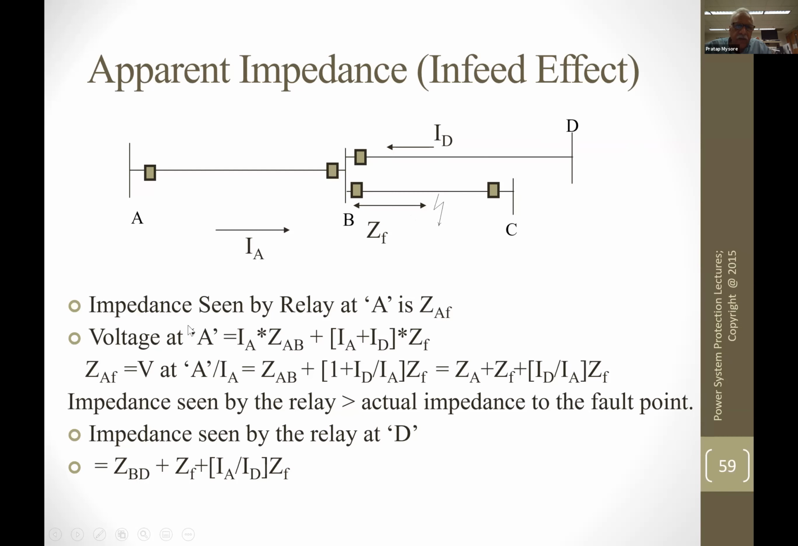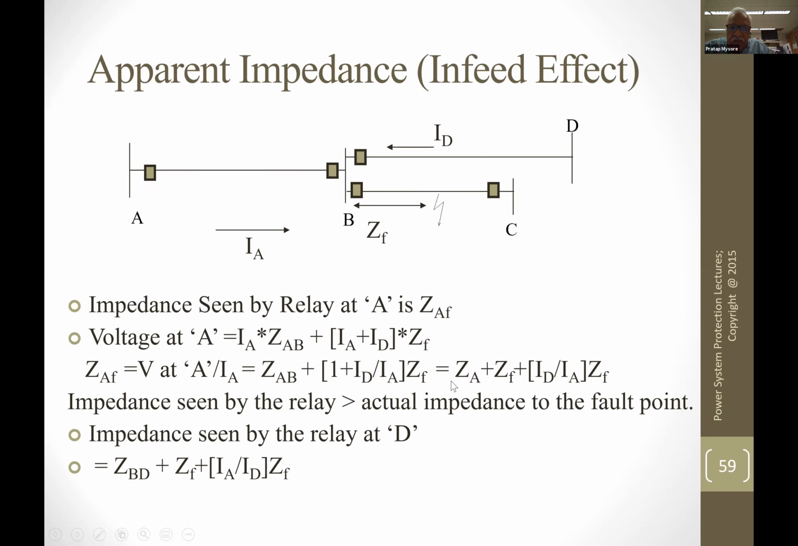Now, the impedance seen by the relay at A is ZAF, right? It is the A to B impedance plus ZF. The voltage at the relay is what? When you calculate this, it is IA plus ID, the total current up to the fault point, times ZF, plus IA current times ZAB. So ZAF is V divided by IA, which is ZAB plus (1 plus ID by IA) times ZF.